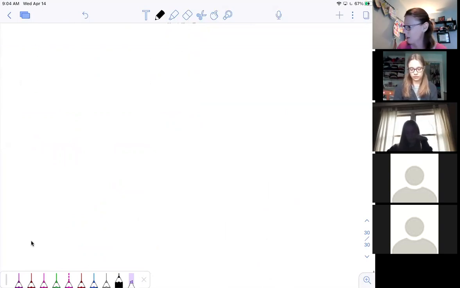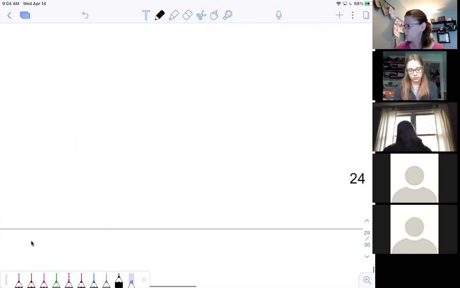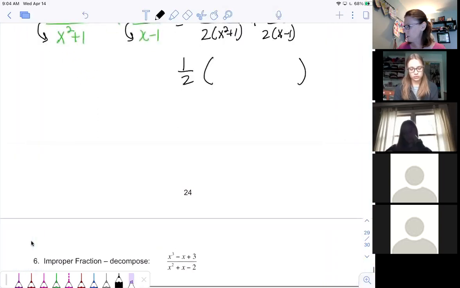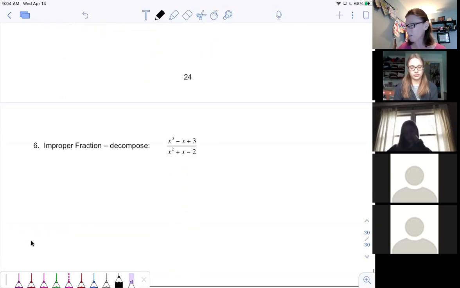So this page here, I don't even know what page it is. I think it's page 21, maybe 22, maybe it's 22.